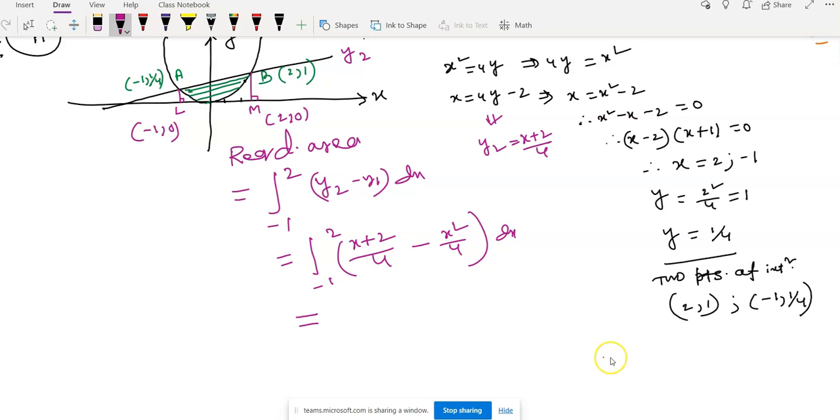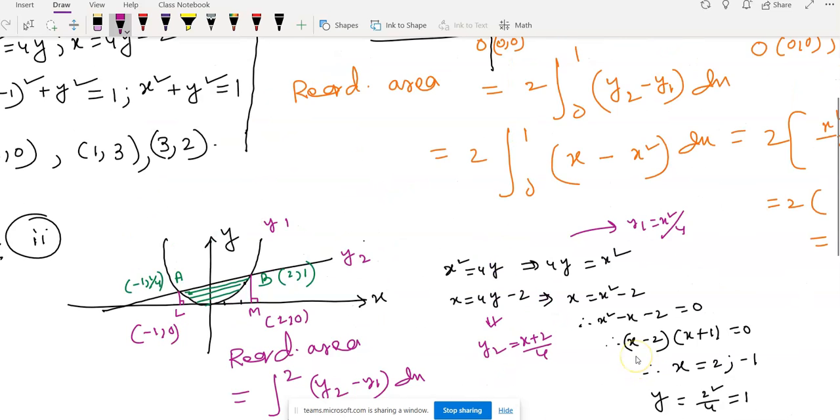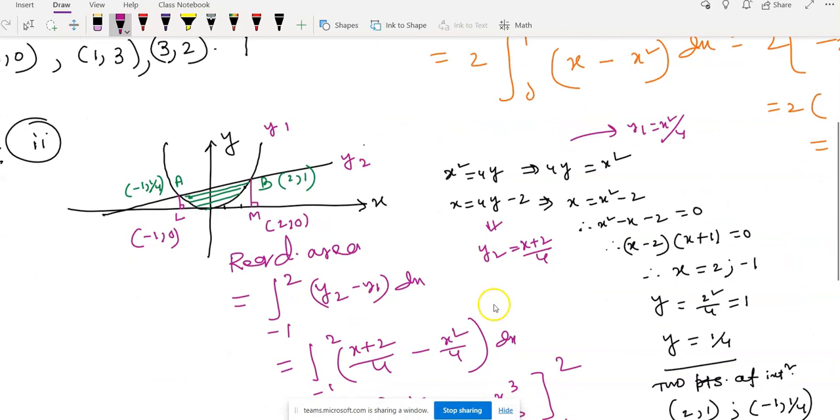That is, 1 by 4 you keep outside, x square by 2 plus 2x minus x cubed by 3, just put the upper limit minus the lower limit. This you can finish on your own. The sum is given in your textbook only.